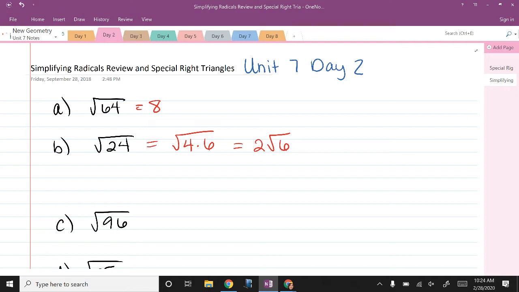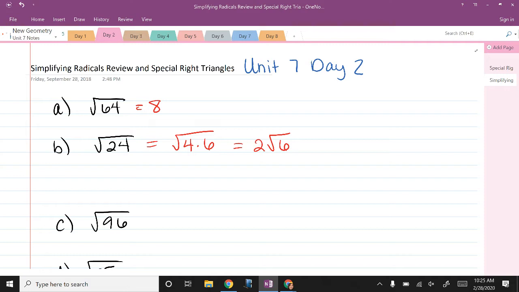So, square root of 96. Is 96 a perfect square? No, but it falls between 100 and 81, right? So are any of these perfect squares numbers that go into 96 evenly? And I want the largest one that does. So what's the largest perfect square that goes into 96?